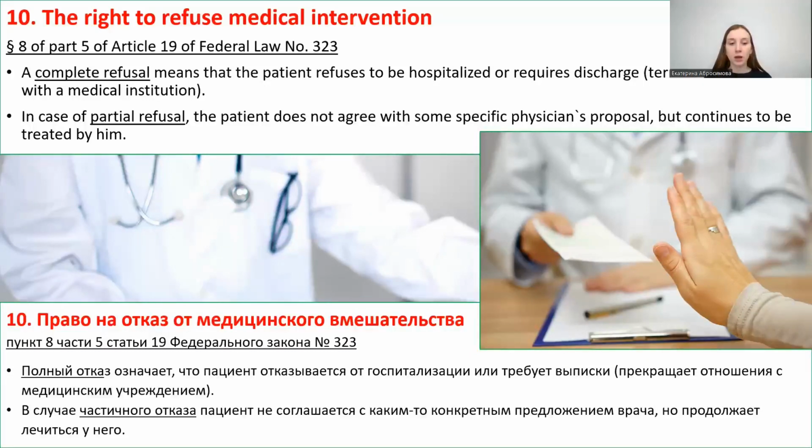A patient or one of the parents or another legal representative has the right to refuse medical intervention or demand its termination. The exceptions from this right are given in Part 9 of Article 20, and we will discuss them a little bit later in this lecture when we speak about informed voluntary consent. In case of refusal of medical intervention, the possible consequences should be explained to the patient or his legal representative in the form accessible to him.